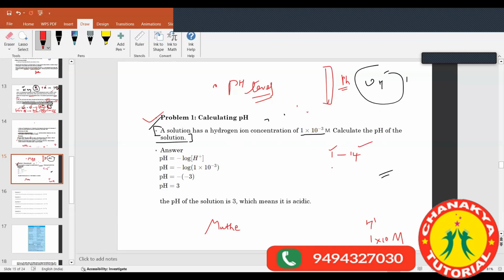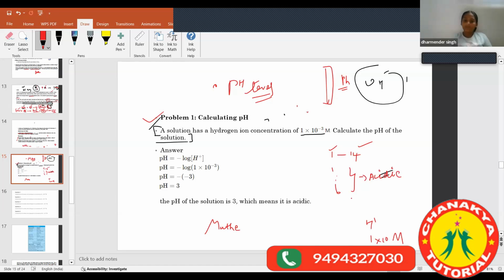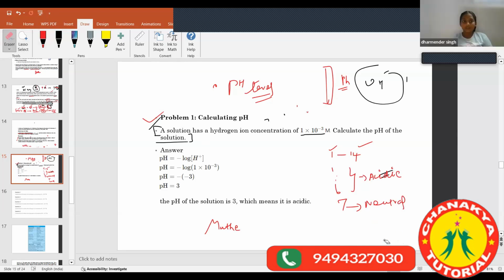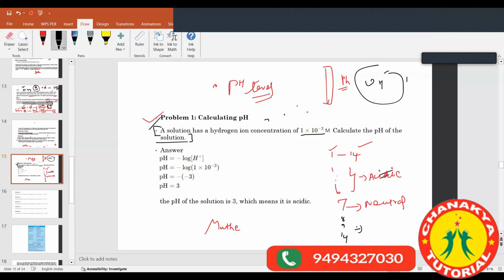So if I'm getting a pH of any solution from 1 to 6, I can say they are acidic. Charvik, are you getting it? Yes, ma'am. If it is 7, I can say they are neutral. More than 7 means basic. If it is 8 to 14, it is basic.